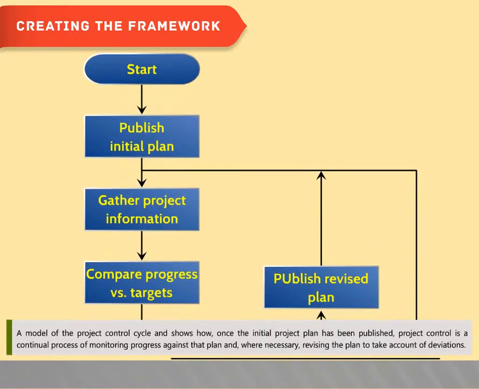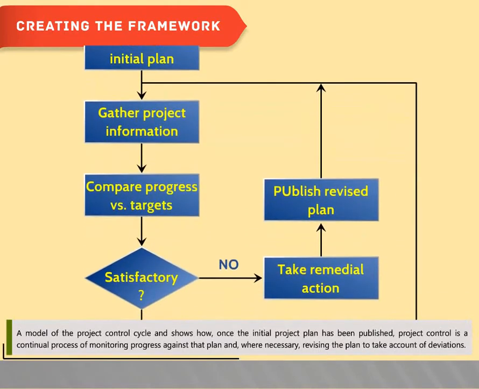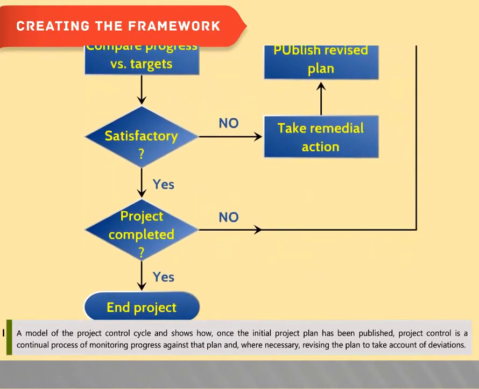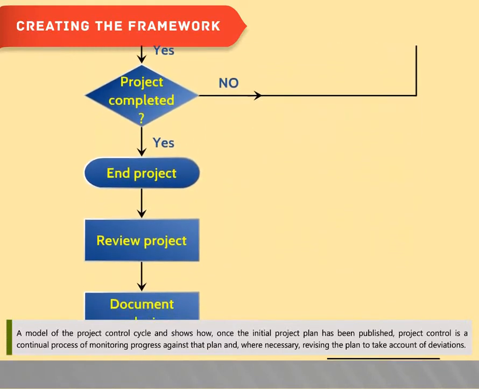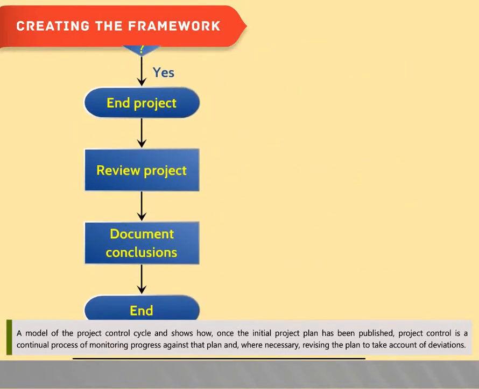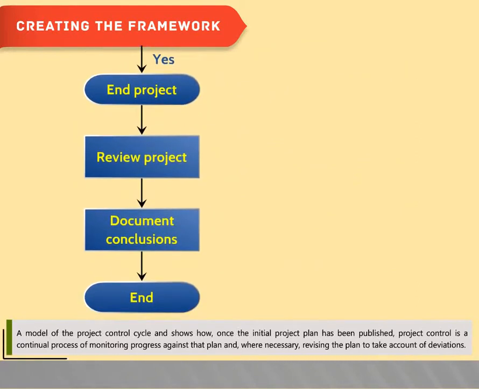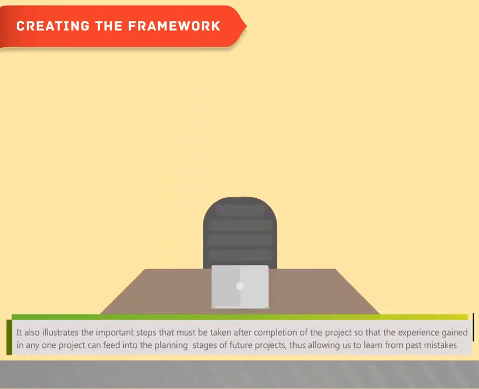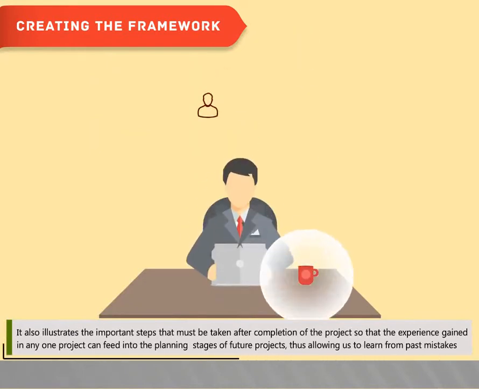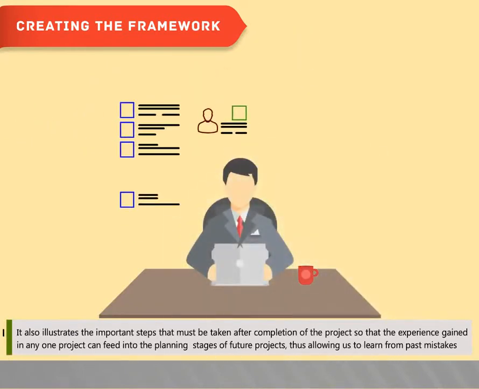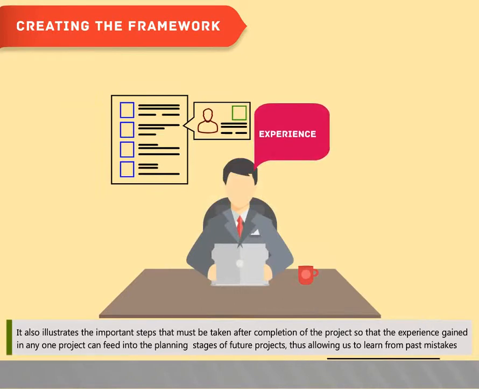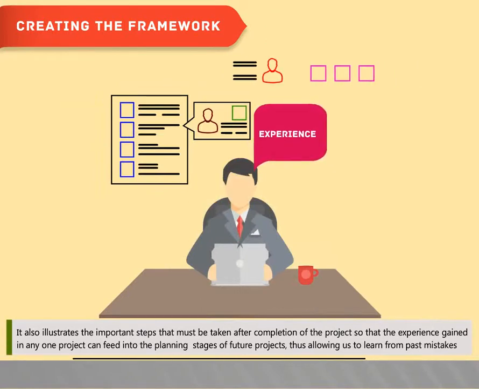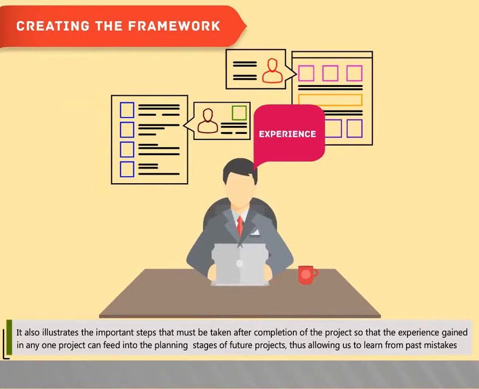A model of the project control cycle shows how, once the initial project plan has been published, project control is a continual process of monitoring progress against that plan and where necessary revising the plan to take account of deviations. It also illustrates the important steps that must be taken after completion of the project so that the experience gained in any one project can feed into the planning stages of future projects, thus allowing us to learn from past mistakes.